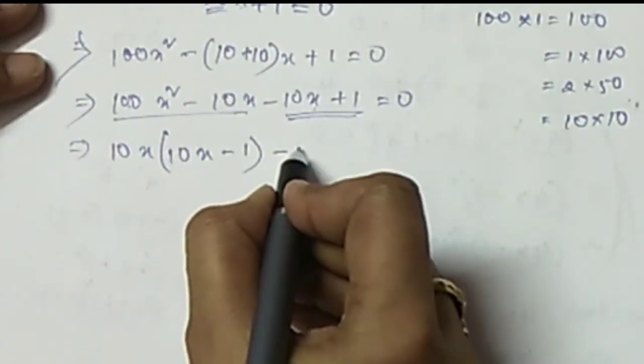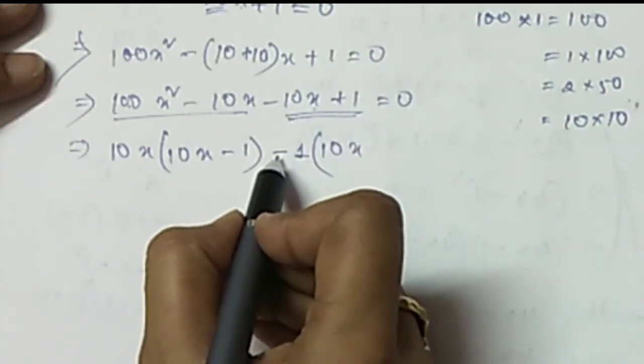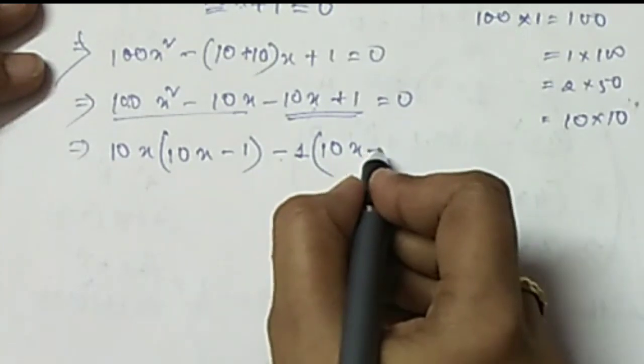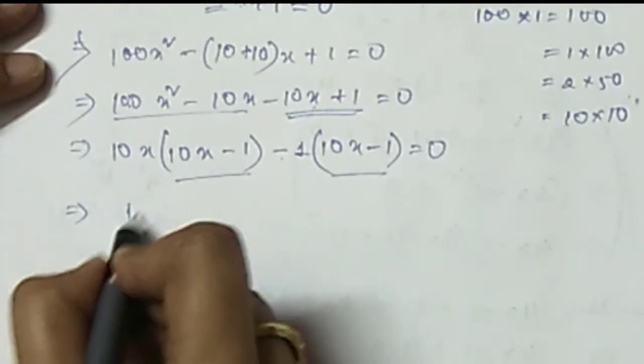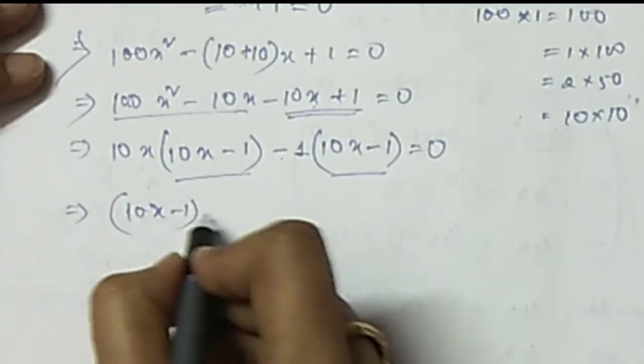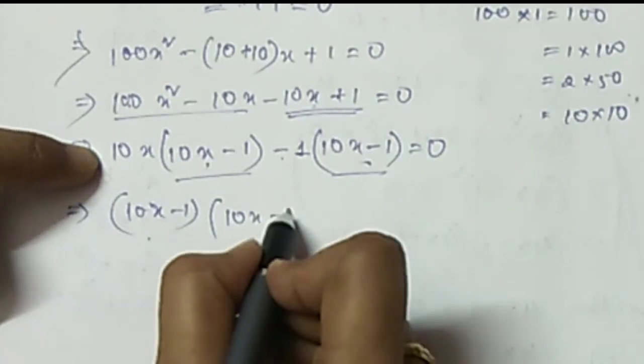Here nothing is visible, so that is 1. Again there is a plus sign and we have taken minus as a common, so this sign will get minus. Finally these two factors are same, so 10x minus 1 is taken common.